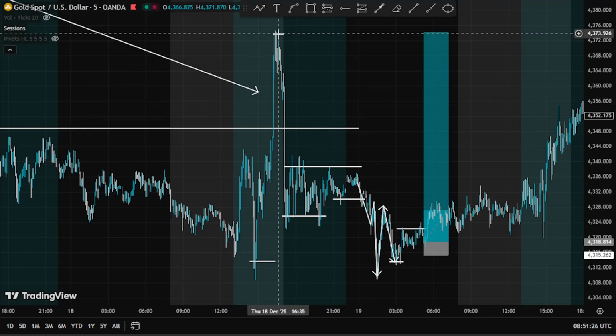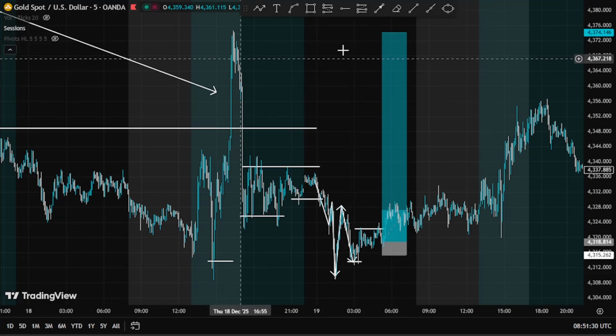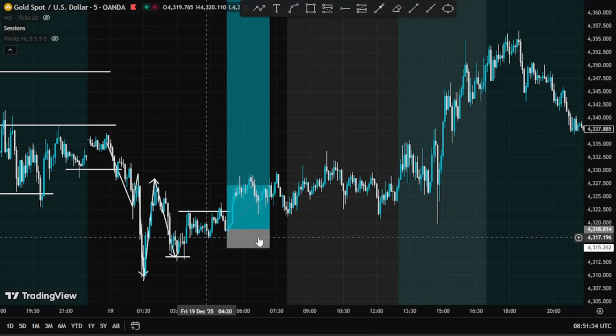You can see that a lot of sellers were sitting here, so they are assuming that if price is able to get here again, the sellers will come in and push price down again. So that's where you're supposed to be taking your profit.